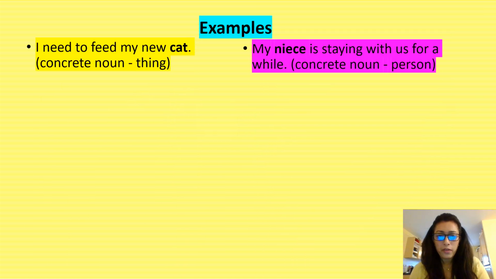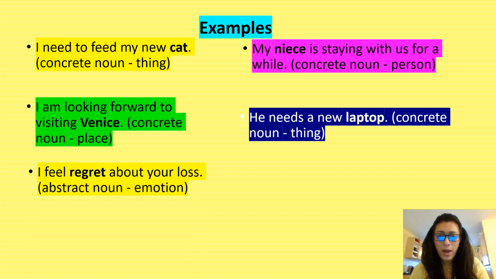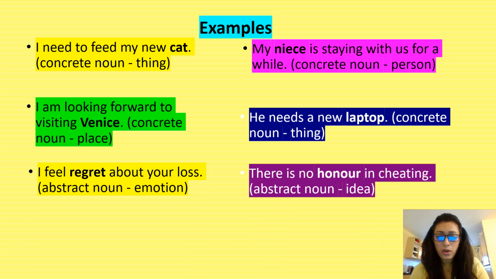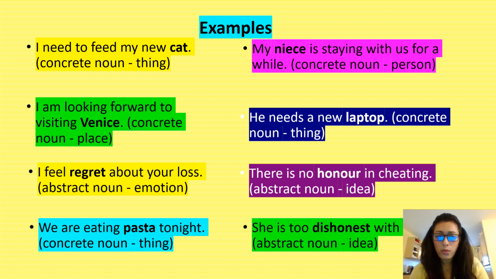So let's take a look at a few examples. I need to feed my new cat. Concrete noun is a thing. My niece is staying with us for a while. Concrete noun is a person. I'm looking forward to visiting Venice. Concrete noun is a place. He needs a new laptop. Concrete noun is a thing.